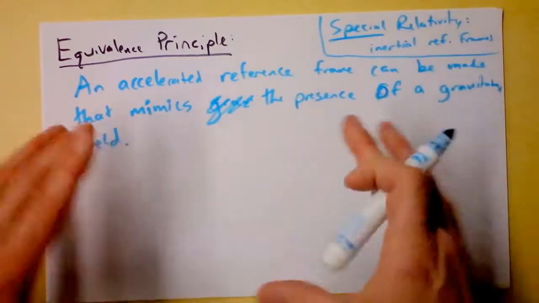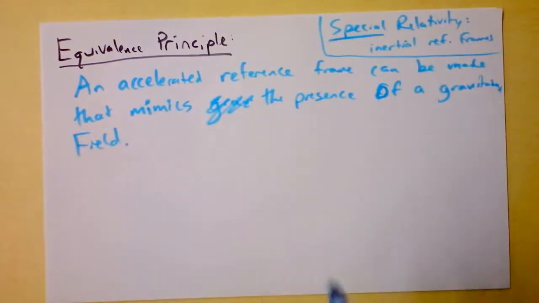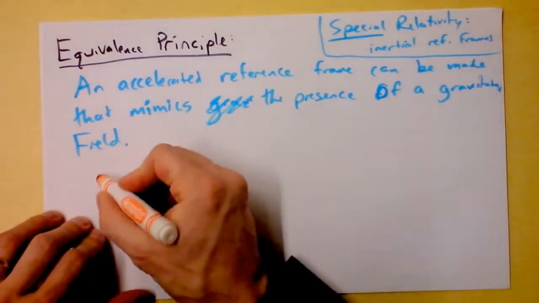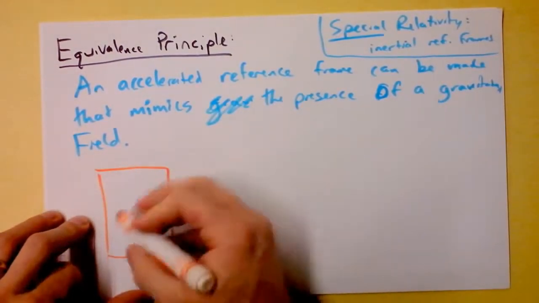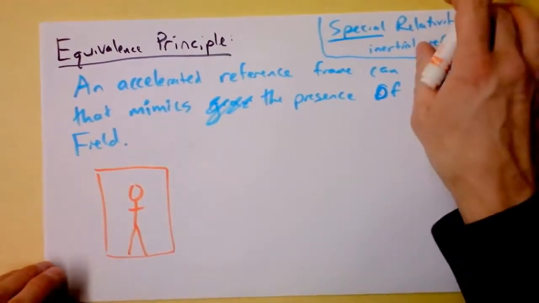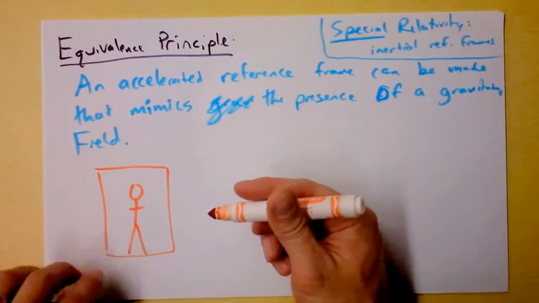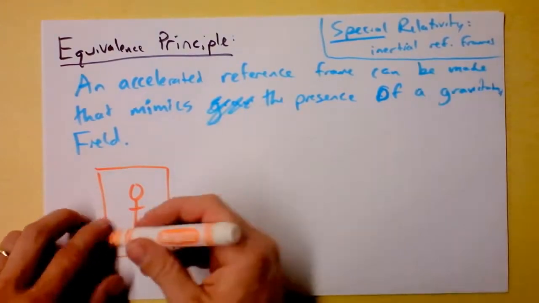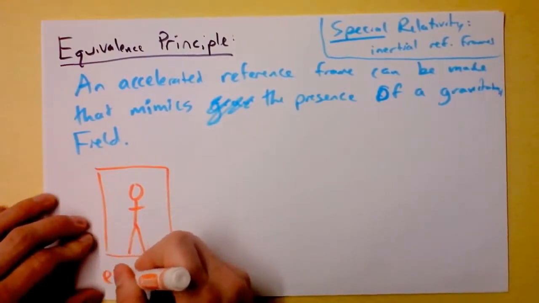So this is kind of flipping the previous discussion on its head. And I want to point it out to you like this. Let's have an elevator, and there's a guy in the elevator. And the elevator is not accelerating. All right, this guy right here is in the elevator, and the elevator is not accelerating, but the elevator is in space.